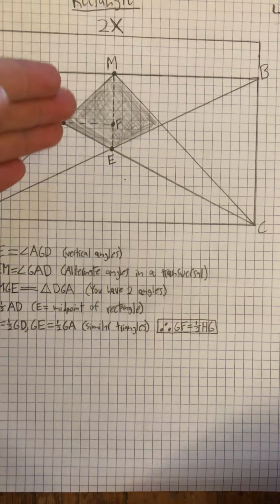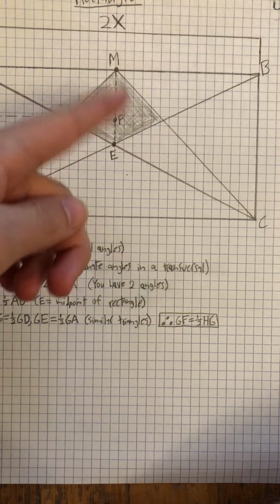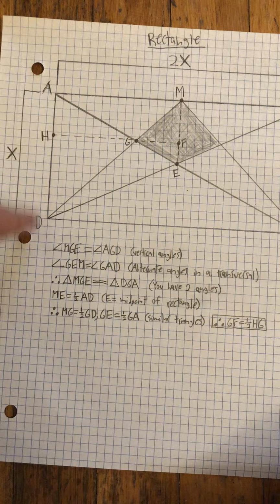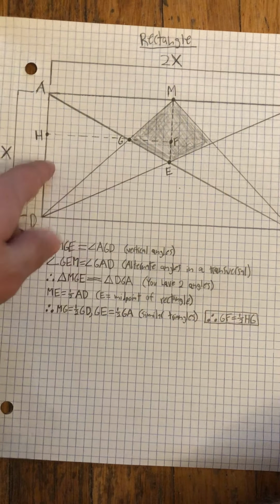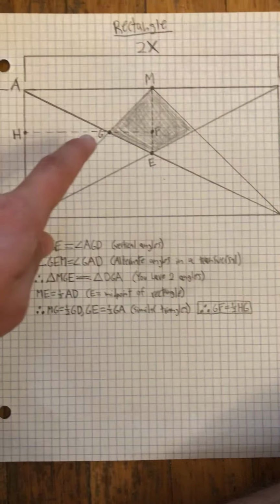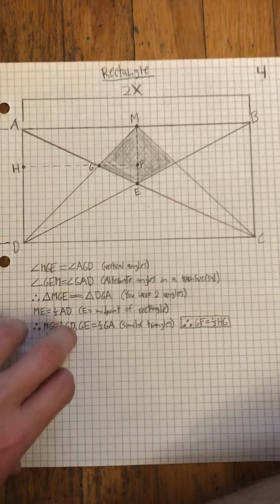We know the triangles are similar. We know that this base is 1/2 x, and this base is x. So again, it's half of this triangle, and FG is half of GH. So it's the same exact thing as the square, and then we can move on to the next part.